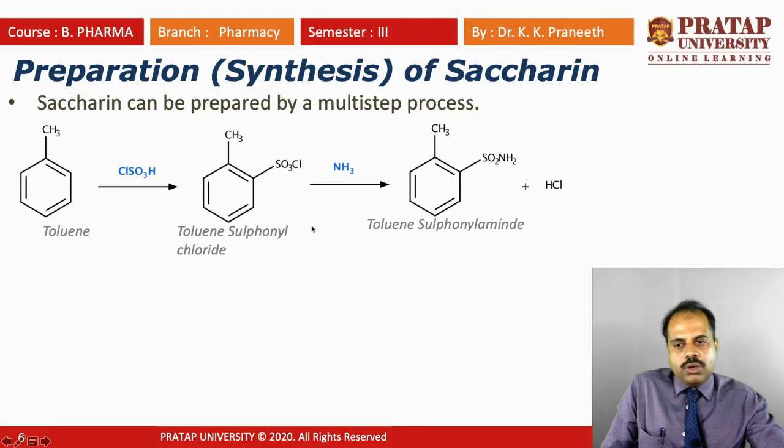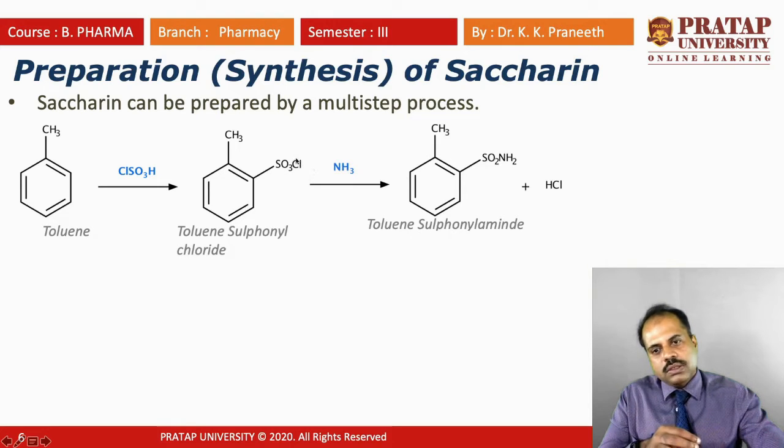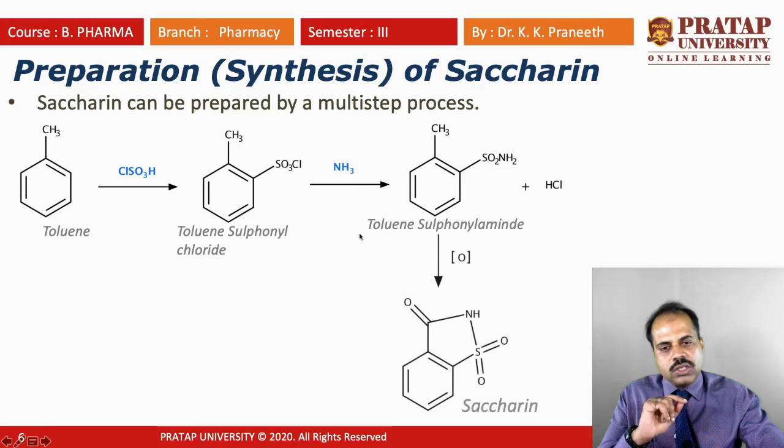This first product, toluene sulfonyl chloride, on treatment with ammonia, ammonia will replace it, right? Ammonia attacks here and then HCl will form. The chloride is removed from here, and then one hydrogen is removed to form the HCl. So this is the second step. Already two steps are over, and the last step is the oxidation process.